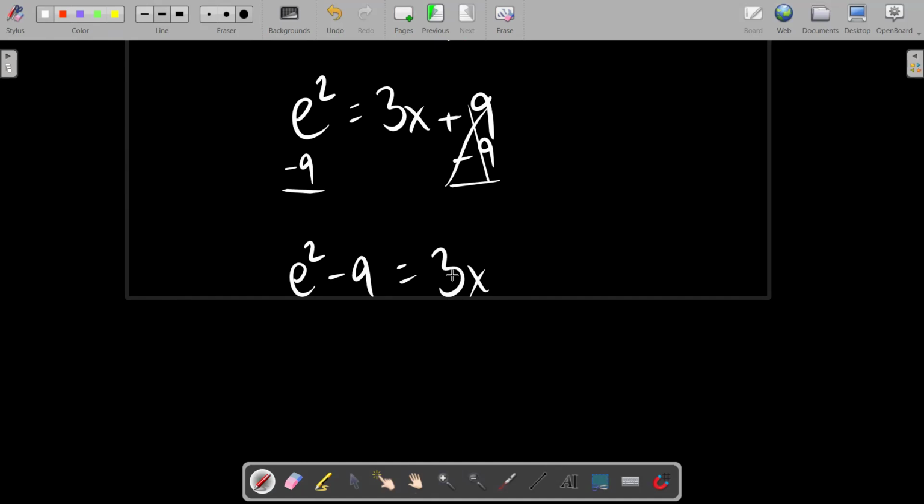Yeah. Divide by 3, and again, just leave it intact. We'll wreck it at the end when we need to have a ballpark of what e equals. But for now, just leave it alone. We're just going to say x is equal to e squared minus 9 divided by 3.